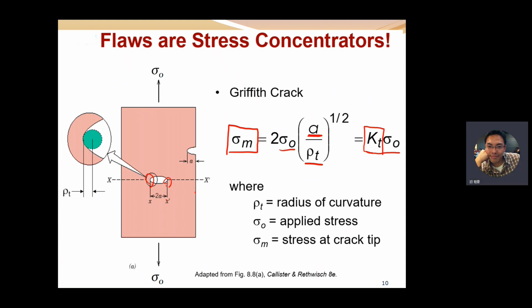From this equation, you can observe that if we have a very sharp crack tip, how does the stress concentrate around this crack tip? If we have a very sharp tip, that means the radius is smaller, right? So we're going to get a higher stress concentrated around the crack tip.